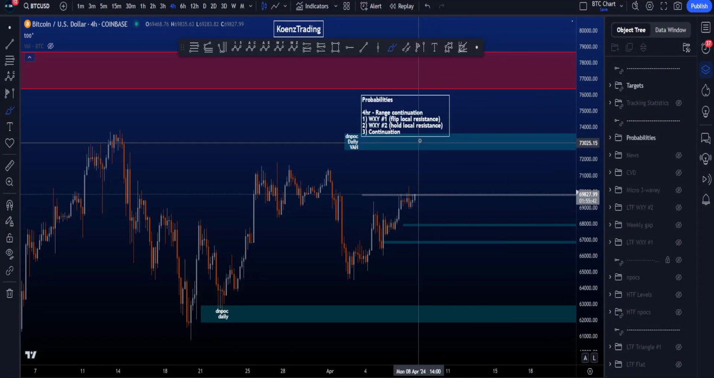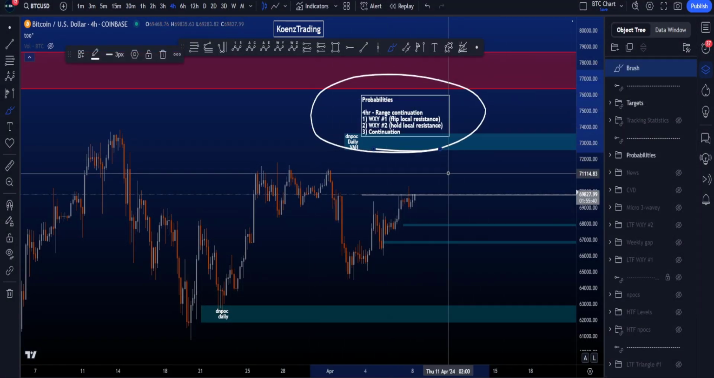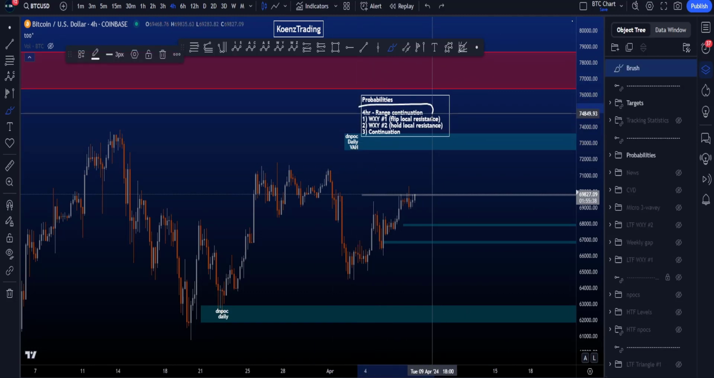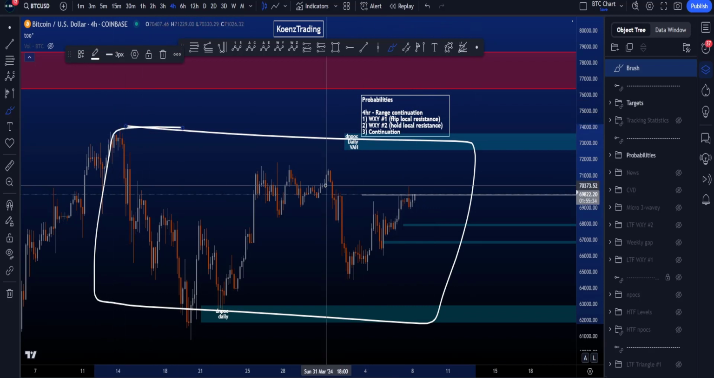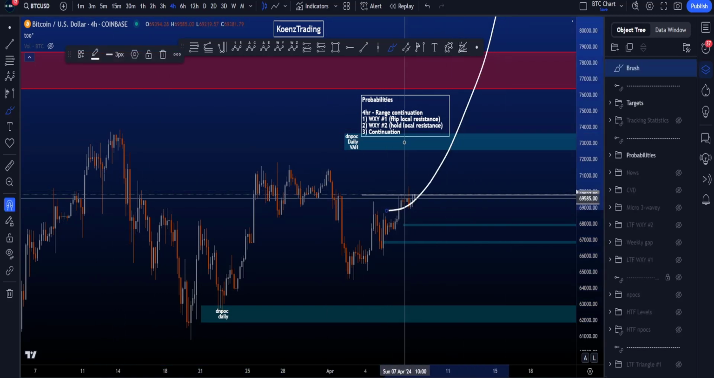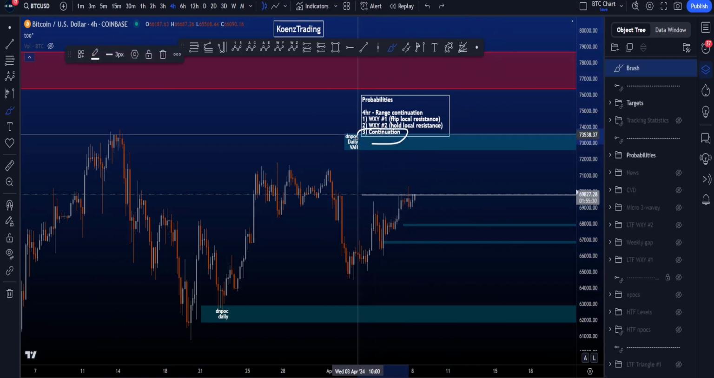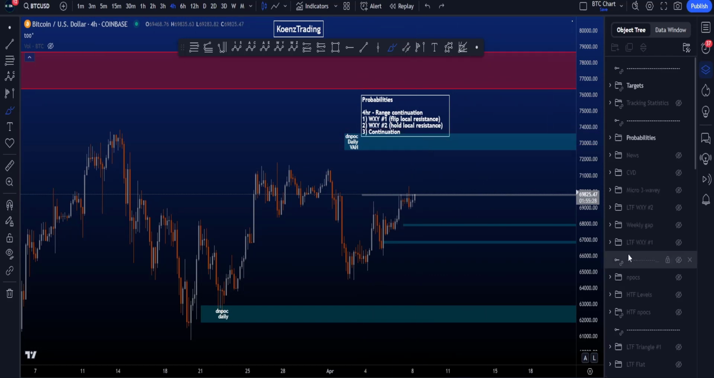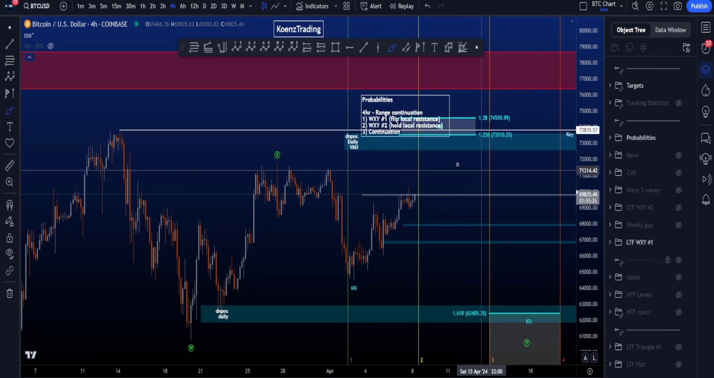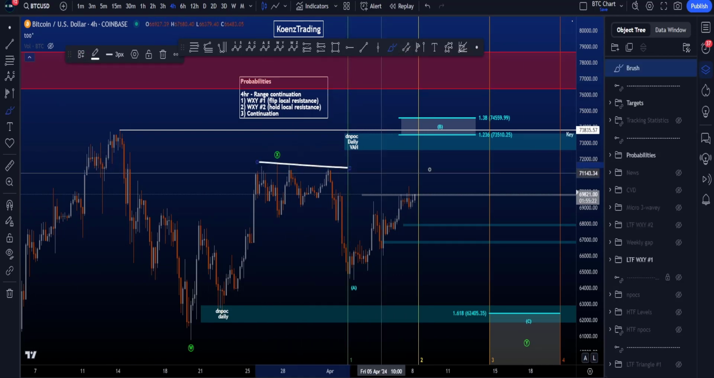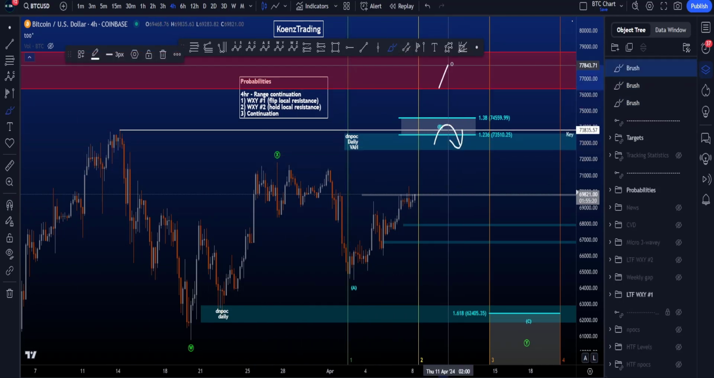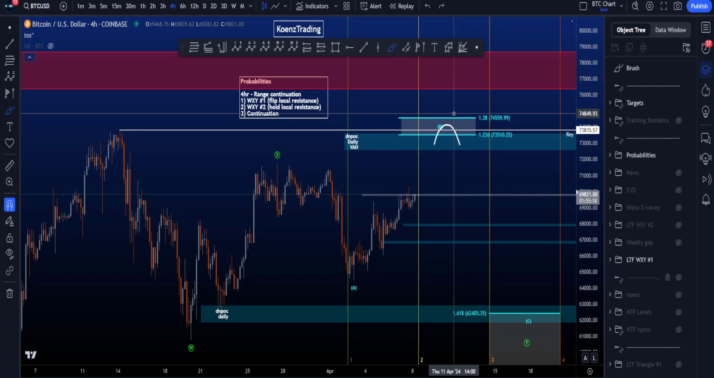And if we then finally look at the probabilities of the different scenarios, then the probabilities at the moment are highest for price to continue in this range over here instead of continuation to the upside, which is the reason why continuation is on number 3. On number 1, we have the WXY with a flat structure in wave Y. In other words, taking the triple top and then look for a move towards the downside at the resistance areas.